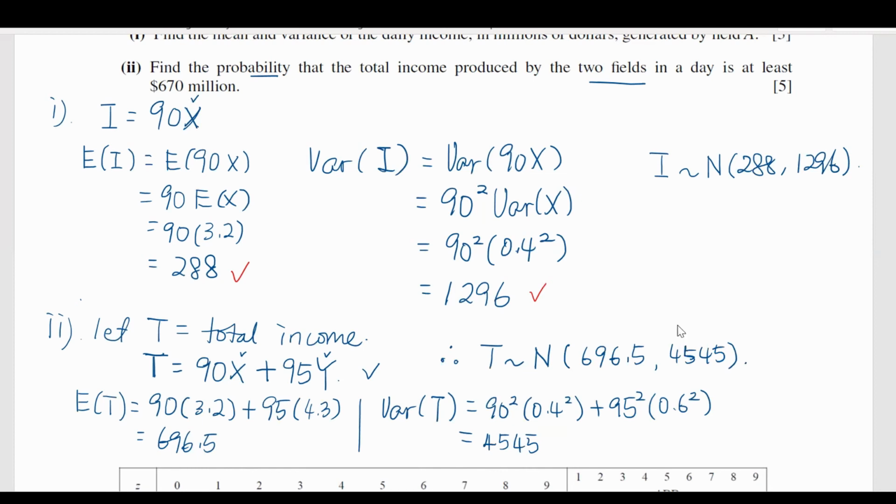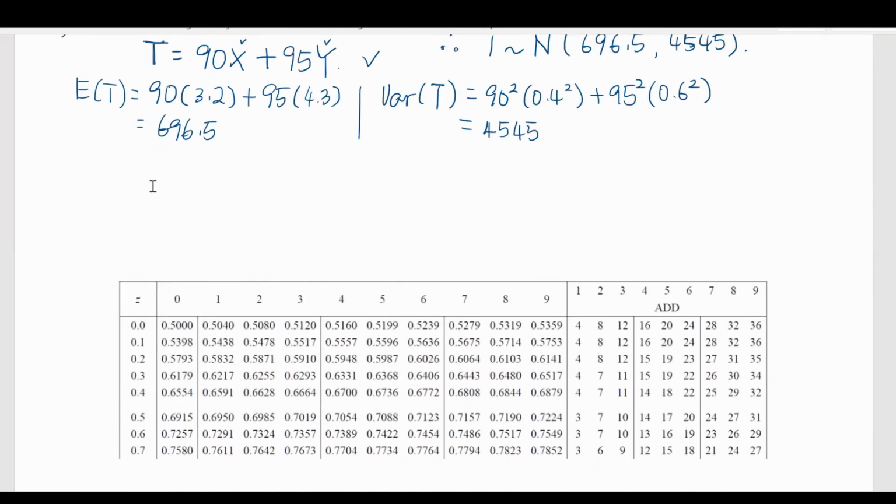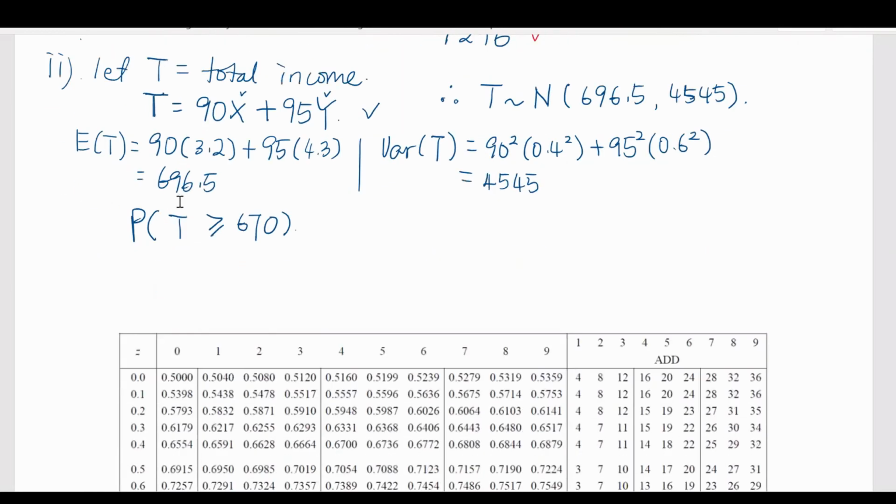Okay, so the question is asking: what is the probability that the total income generated in a day is at least 670 million? So now we're trying to find the probability that the total income is greater than or equal to 670 million. All right. Same thing, we standardize it, taking the total income, which is a normal distribution, minus the mean, divided by the standard deviation.